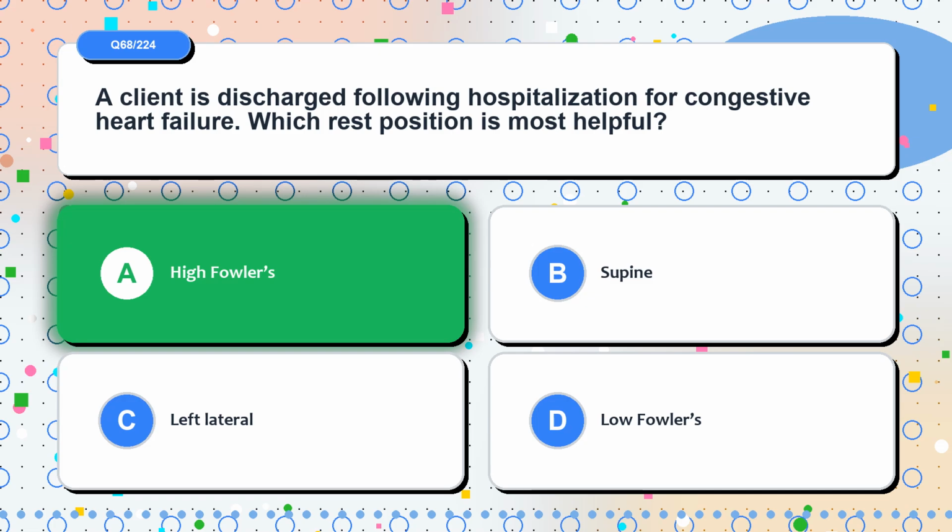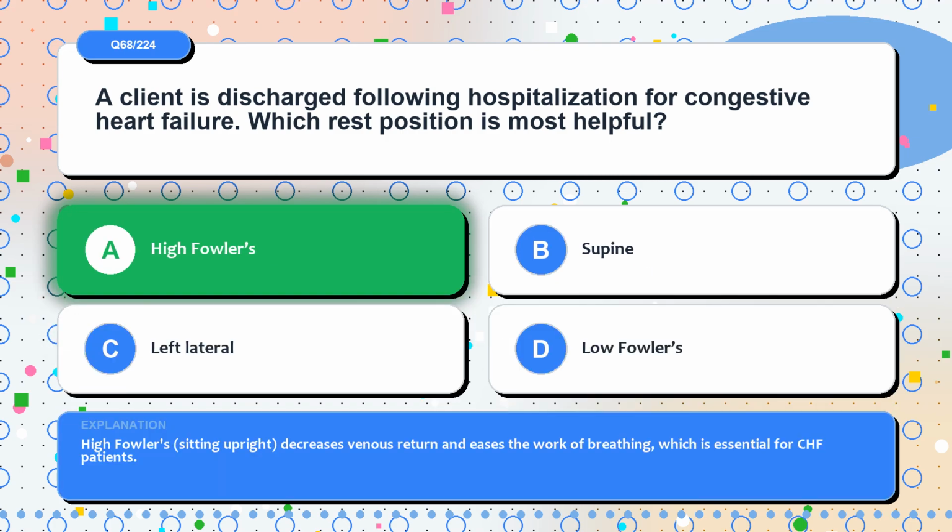The correct answer is option A, high Fowler's. High Fowler's, sitting upright, decreases venous return and eases the work of breathing, which is essential for CHF patients.